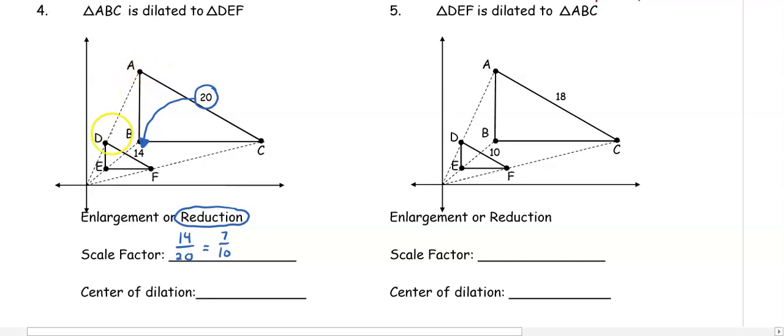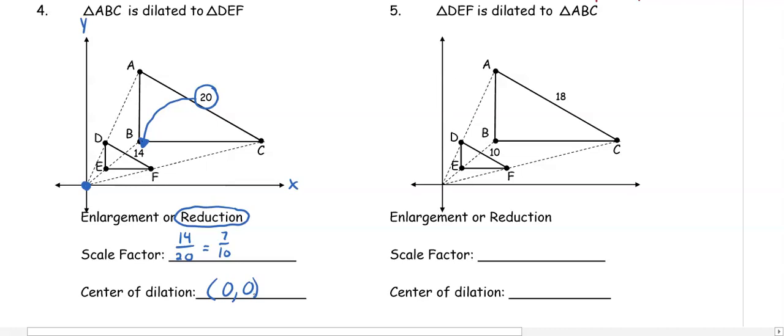Now, the center of dilation, this is where all of our points meet up. As we see, we have these dotted lines from A through D, B through E, and C through F. All of those points are meeting up here, which if this is our y-axis and our x-axis, that would be the origin. So our center of dilation is 0, 0.